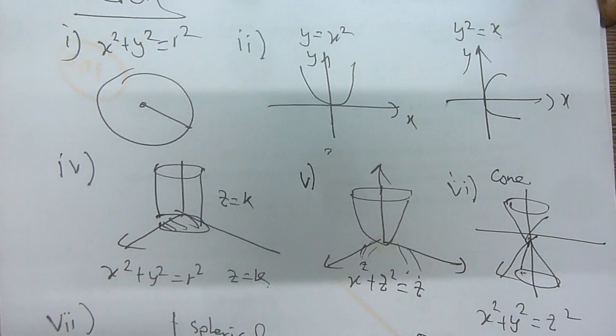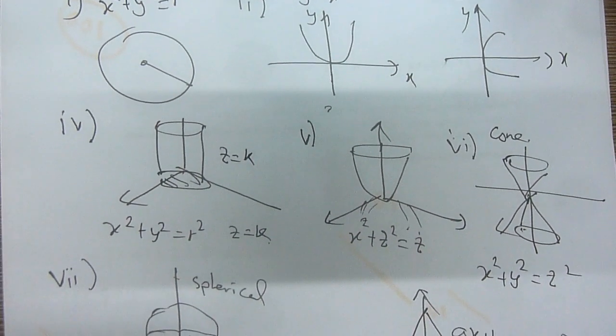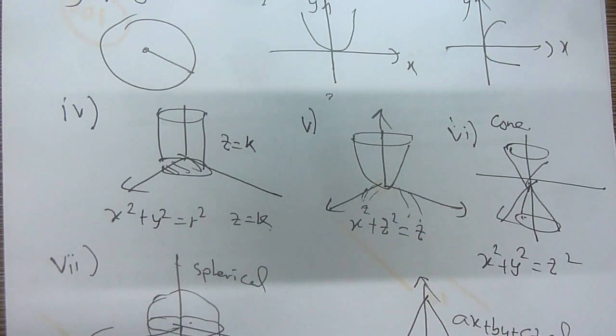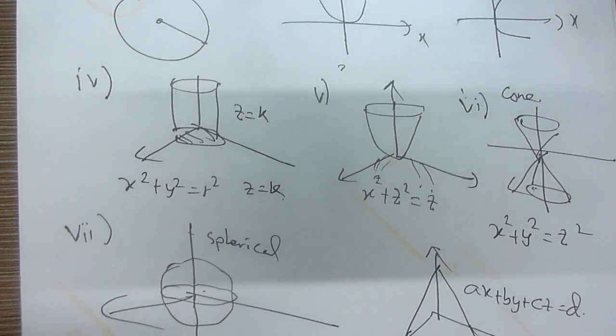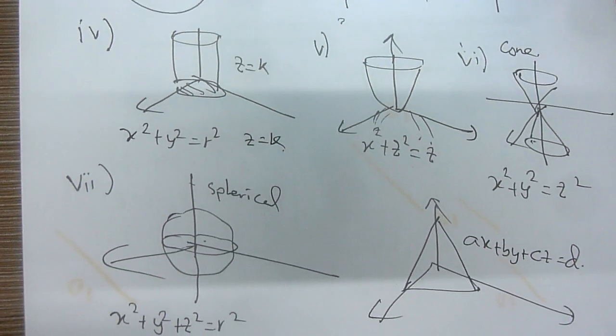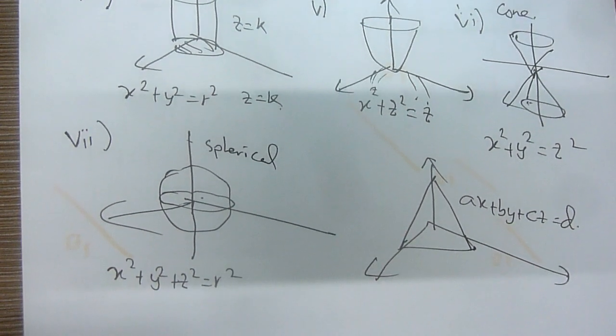Okay, the next portion you can see, please sketch that. Can you? Circle to parabola, whatever, just cylinder, cone, spherical to the tetrahedron.